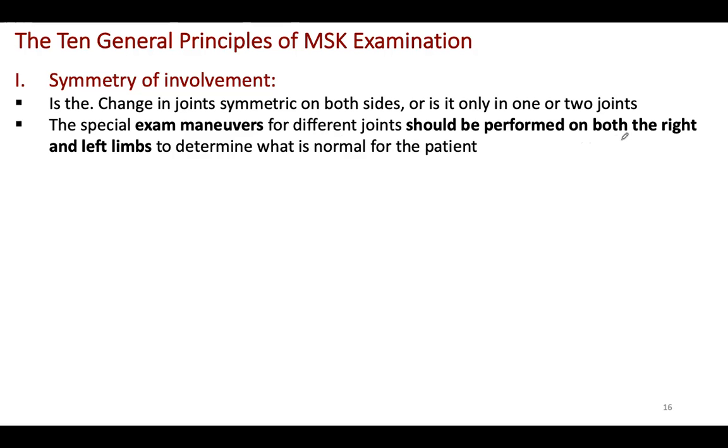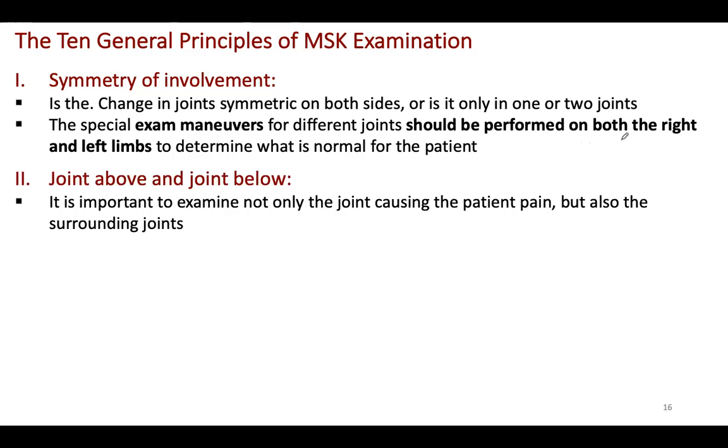You should always compare both sides. And when it comes to joint complaints, you want to examine one joint above and one joint below the joint of concern. Again, if the patient comes complaining of any symptom in the right elbow, you will examine the left and then examine the right elbow. And after you're done examining the right elbow, you also want to check the right wrist and the right shoulder. So you want to examine a joint above and a joint below, the nearest joints related to the joint of concern.